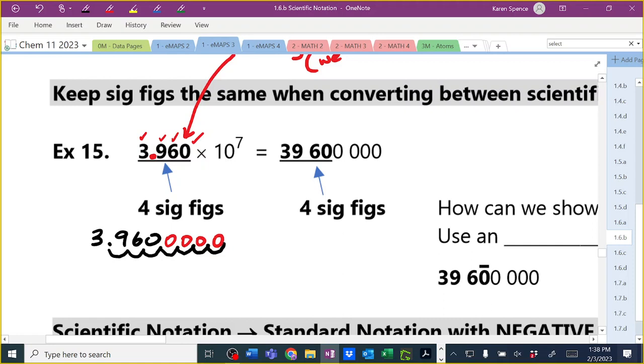Now, I could write this number as 3.960000, or sorry, there's no decimal there. I moved the decimal. 39,600,000. Whew. How many sig figs are in that number? Only 3, because there's no decimal. So we do not count the zeros on the right.